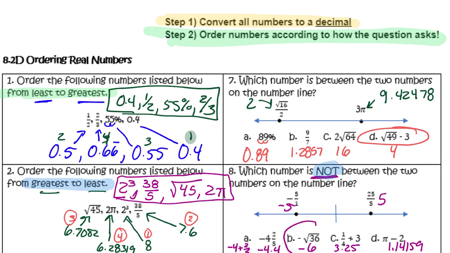is going to be B, -6, because -6 would be over here on the number line. -6 is a smaller number than -5.